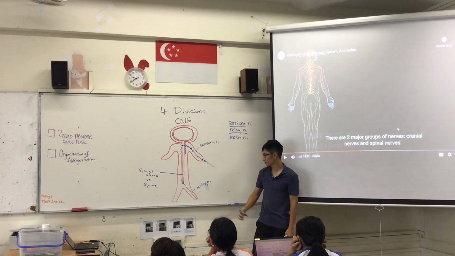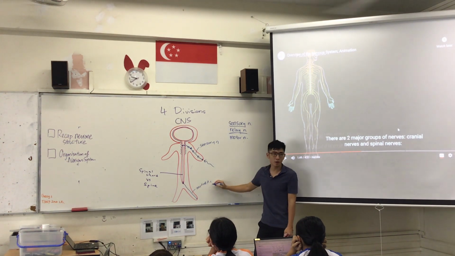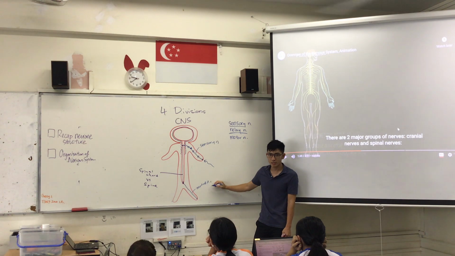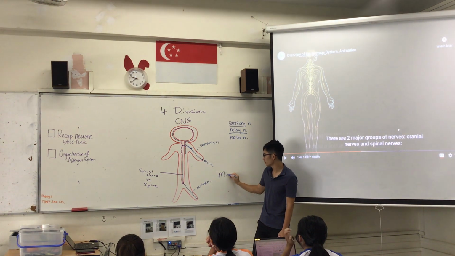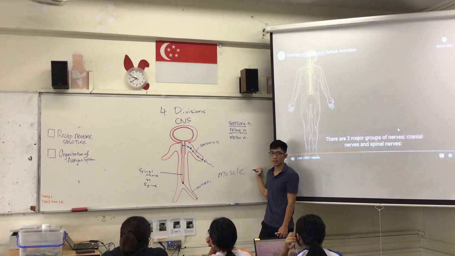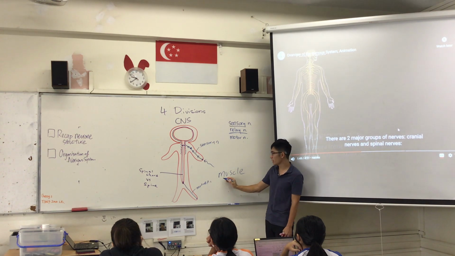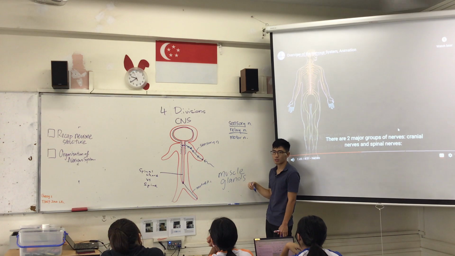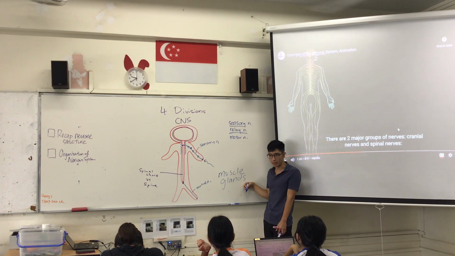To where? Motor neurons can connect to many things. It doesn't just connect to muscle. It can connect to even glands, the glands you just learned from the previous system. It can connect to endocrine glands. It can connect to exocrine glands.